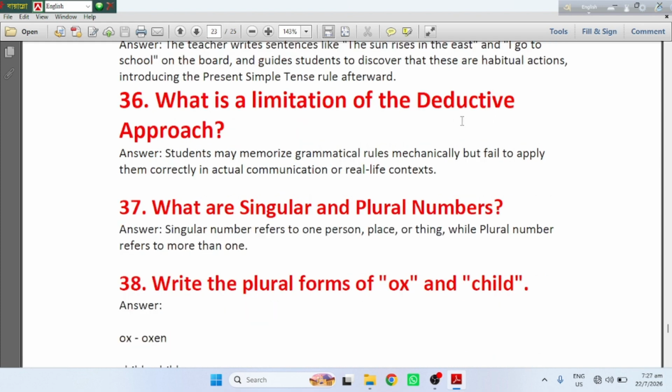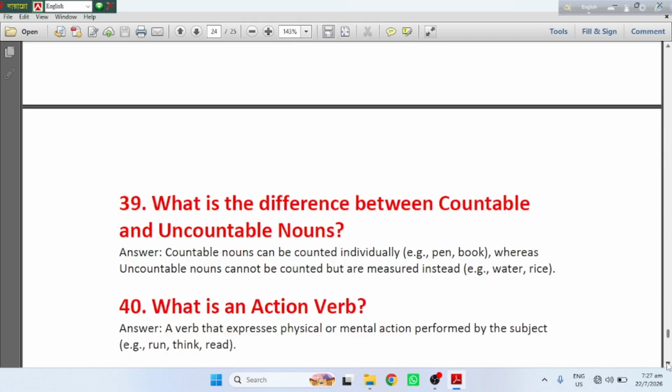What is the limitation of the deductive approach? Students may memorize grammatical rules mechanically but fail to apply them correctly in actual communication or real-life contexts. What are singular and plural numbers? Singular number refers to one person, place, or thing, while plural number refers to more than one. Write the plural forms of ox and child. Ox, oxen; child, children.